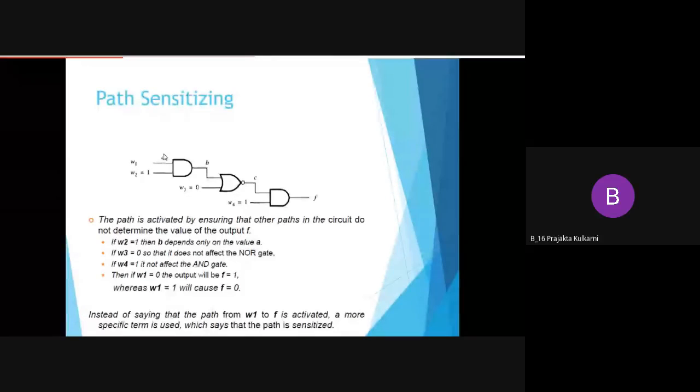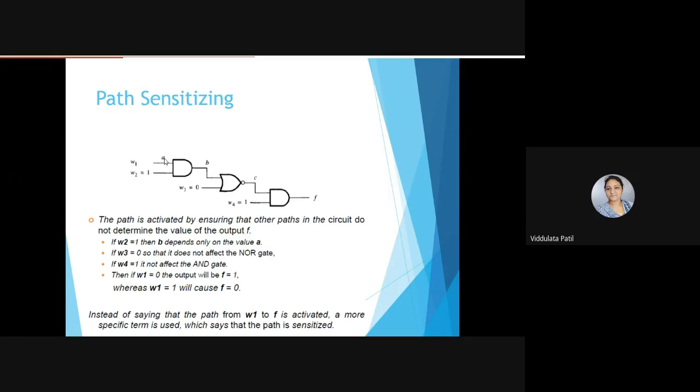Ma'am, repeat. W1 is equal to 1. In a good condition, F is equal to 0. We have W1 is equal to 1, A is stuck at 0. That means this wire A is permanently connected to 0 logic level. What will be the effect on the output? Ma'am, 1. Output will become 1. That means we will get a wrong result at the output.